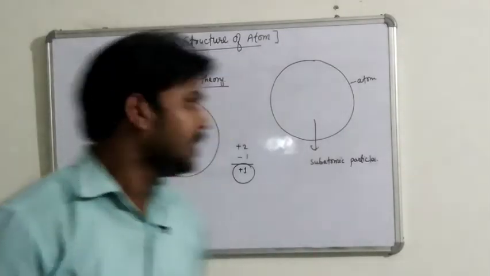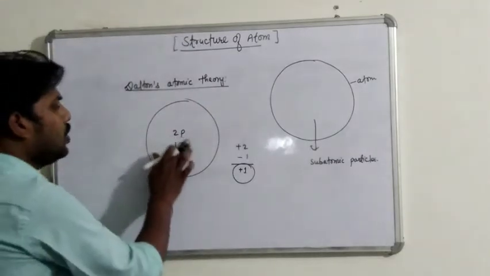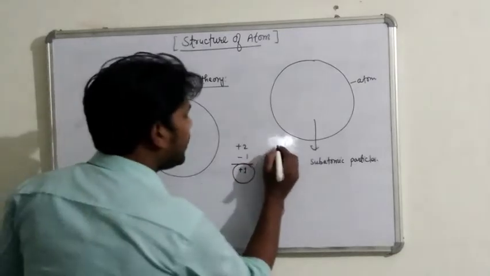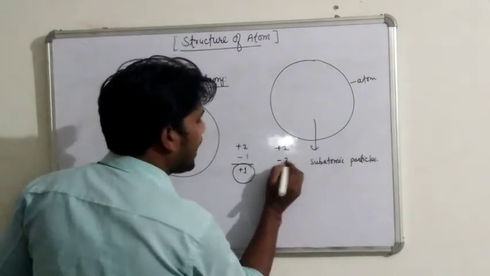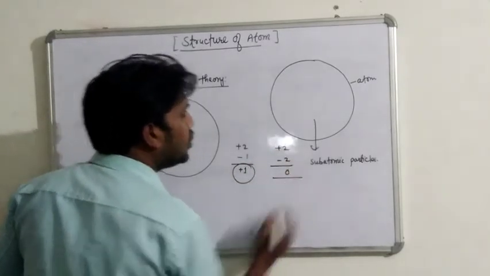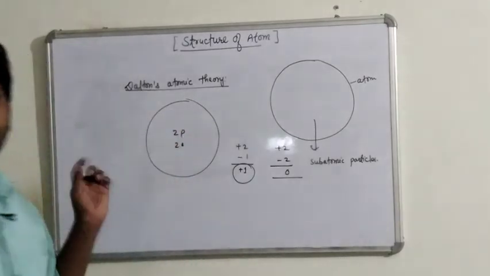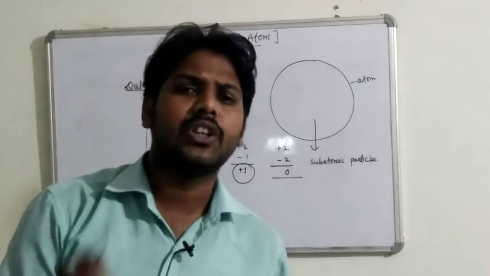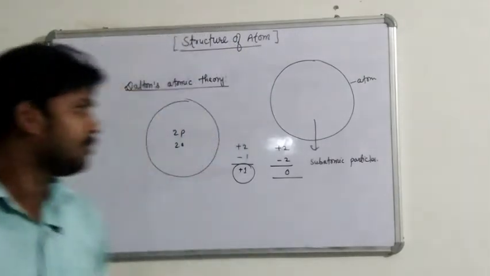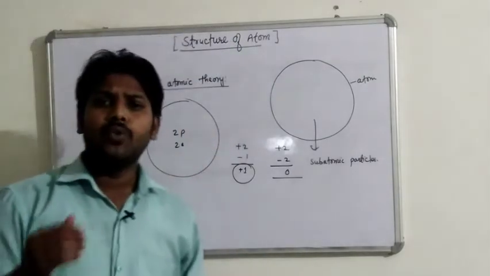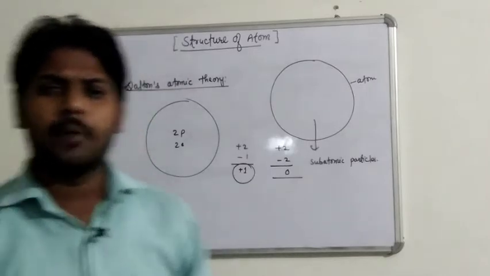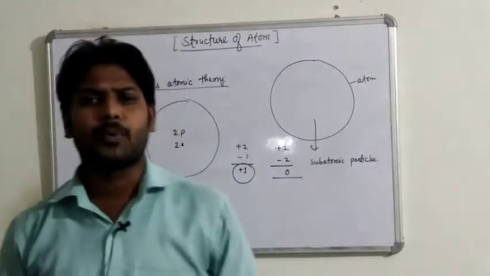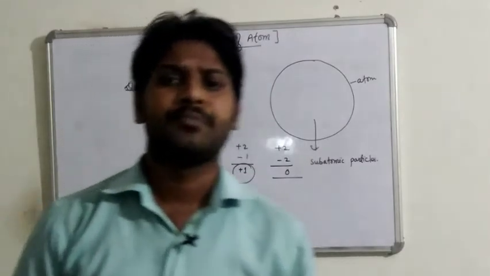Clear students? If the atom contains 2 protons and 2 electrons, so this will be plus 2 and minus 2. This will be 0. So it means that this atom is electrically neutral, means it does not contain any charge. Clear students? Now we are going to discuss the discovery of electrons, protons and neutrons.